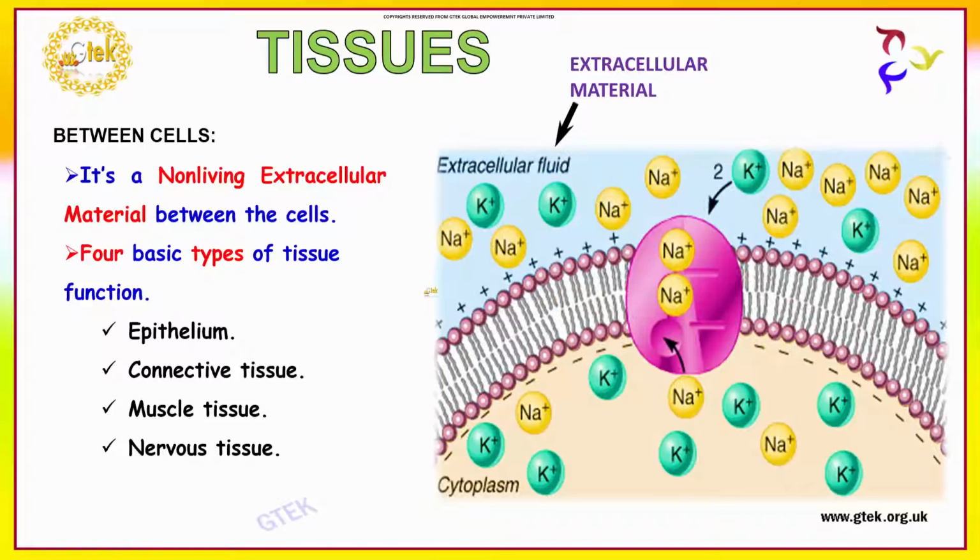Tissues have four types. The first one is epithelium, then connective tissue, muscle tissue, and the final one is nerve tissue.